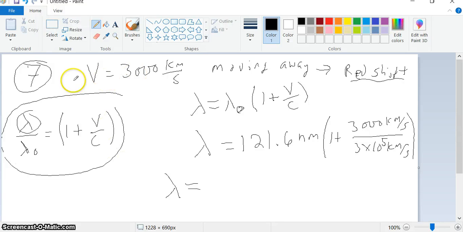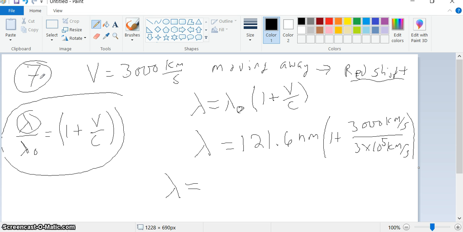All right, so I was setting this up last time. So this is problem number 7 in the last video. And let me just read it again. A distant galaxy is receding from Earth with a radial velocity of 3,000 kilometers per second. At what wavelength would its Lyman alpha line be received by a detector above Earth's atmosphere?